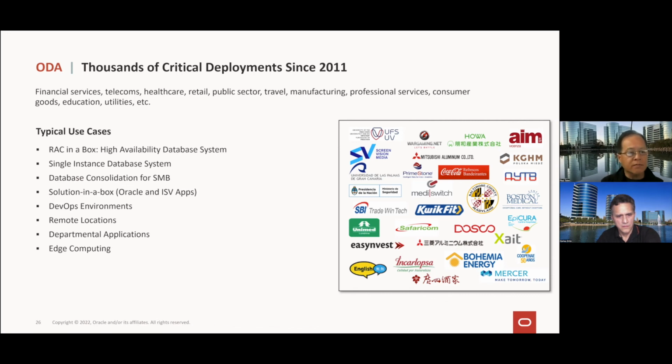And here is the list of typical use cases. You know, we primarily sell a lot of the HA system, which is basically a Real Application Cluster, or RAC, in a box. We also support, of course, single instance database systems. And then we have many customers consolidating their databases onto this platform, and then also integrating application and database in a solution in the box environment. A lot of DevOps type of environments. And then, of course, a lot of remote, departmental, or edge computing use cases.